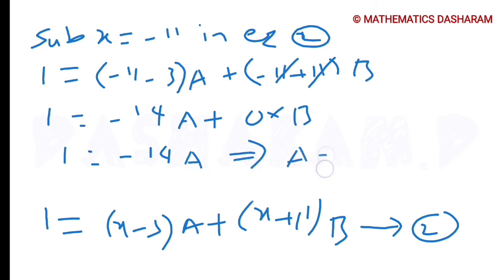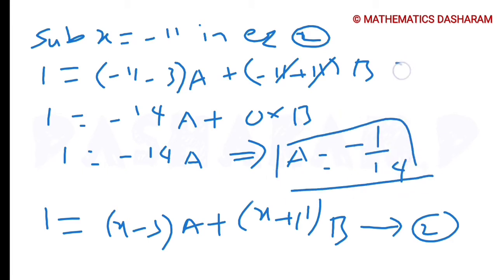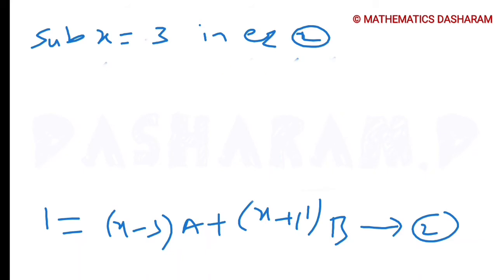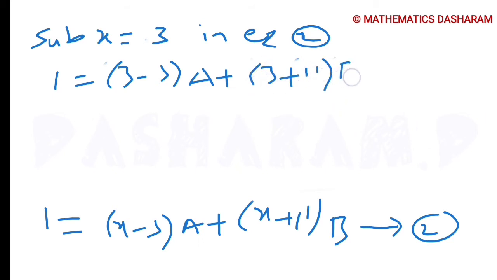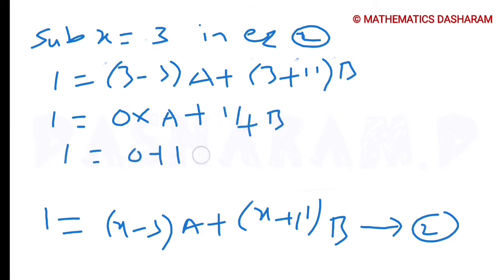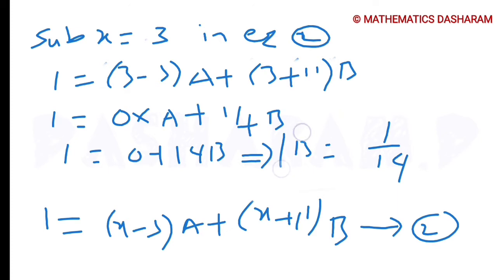Then a equals what? Minus 1 by 14. Next, substitute x equals 3 in equation 2, then you will get the b value. So 1 equals (3 minus 3) into a plus (3 plus 11) into b. 3 minus 3 is 0 into a. Next, 3 plus 11 is 14 into b. So 1 equals 0 plus 14b. Then b equals 1 by 14. So the b value is 1 by 14 and the a value is minus 1 by 14.